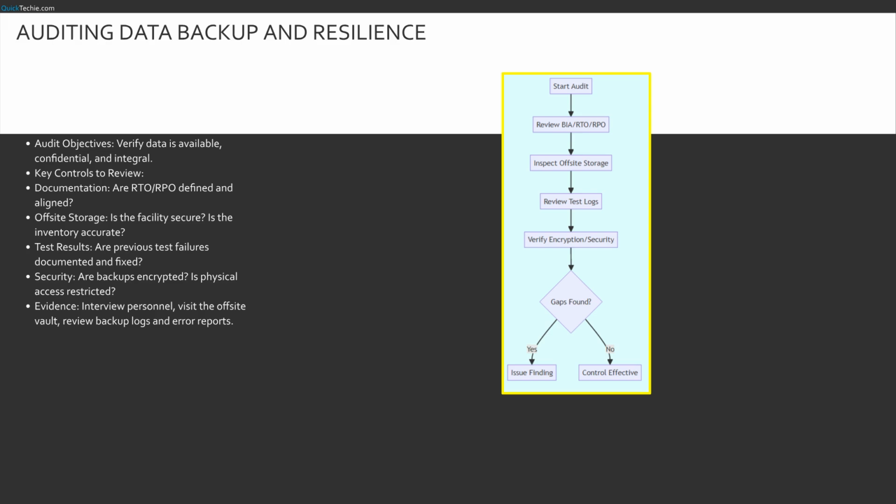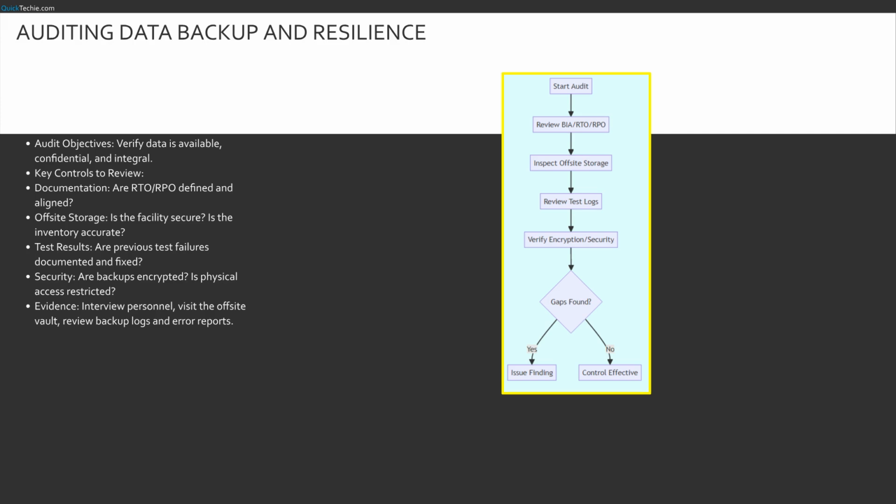Look for how they handled failures. Did they fix the root cause? Finally, check security. Are the tapes encrypted? Who has the keys? If the backup administrator leaves, are the keys changed? Your audit report will highlight gaps between the plan and the reality. This is the auditor's roadmap.